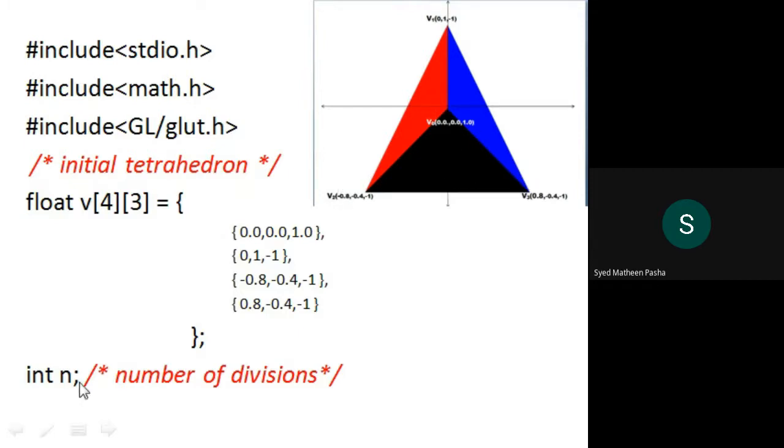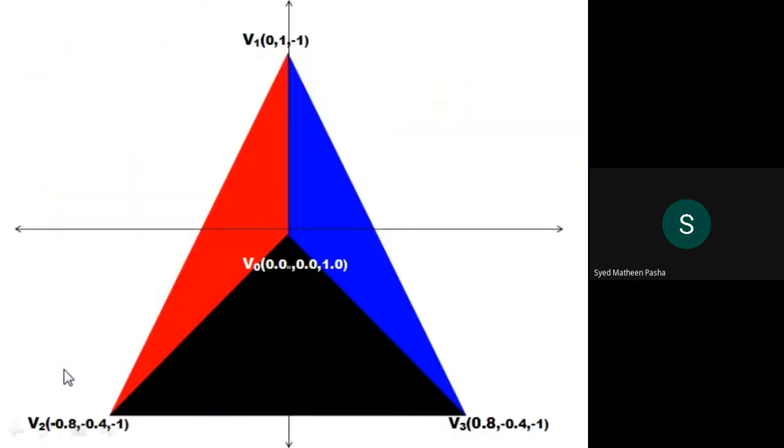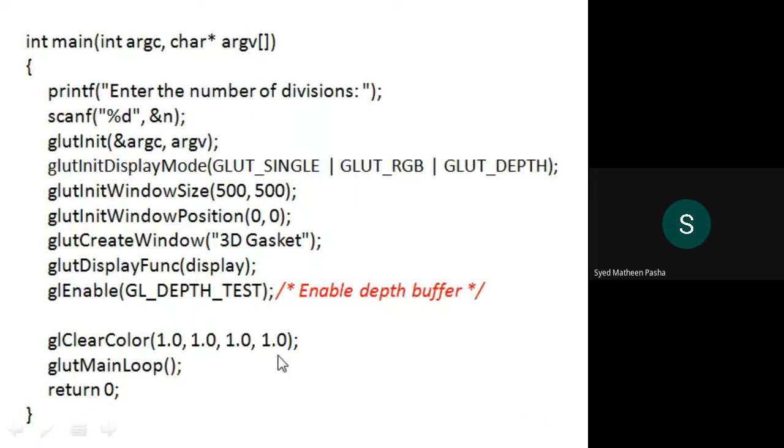Then I'm defining a variable called n. This is basically used to give the number of divisions in the program. As we saw in the previous slides, we have given different numbers of divisions, right? So that is up to the user. This value of n is up to the user, however many divisions you want to give. So once you pass those variables, you will get a tetrahedron of this type. Then we'll come on to the main function.